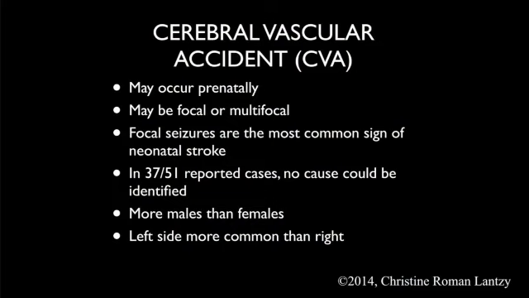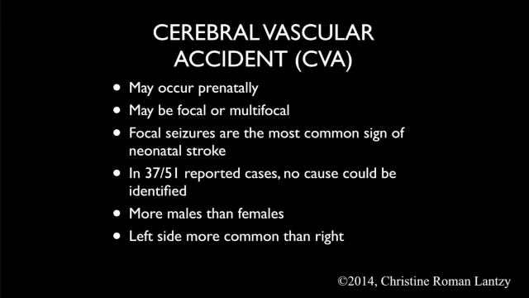Another cause of CVI is stroke or cerebral vascular accident. This can occur prenatally or it can happen after birth. It can be multifocal, so it can affect multiple parts of the brain, or can be focal in just one area. Seizures are often the first sign that a child has had a stroke. Many of these babies that have perinatal strokes will actually go to the newborn nursery with the belief that the baby is typical. And then sometime within the first 24 hours, they have a seizure.